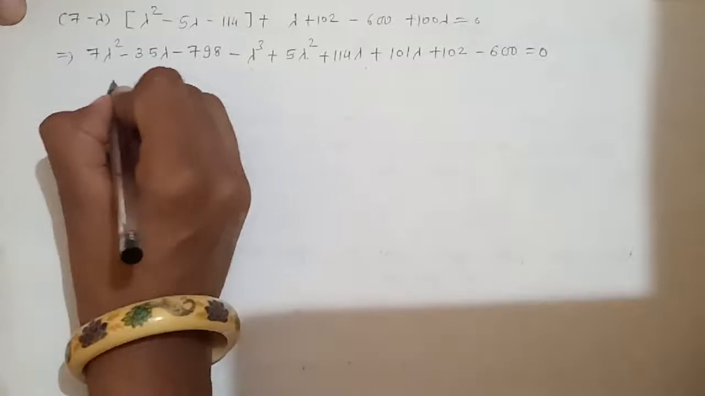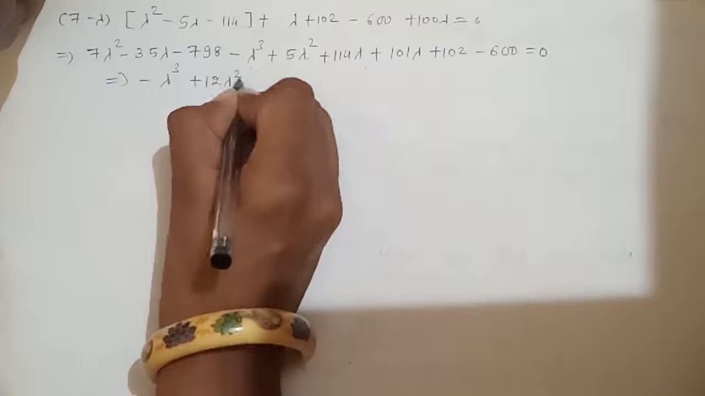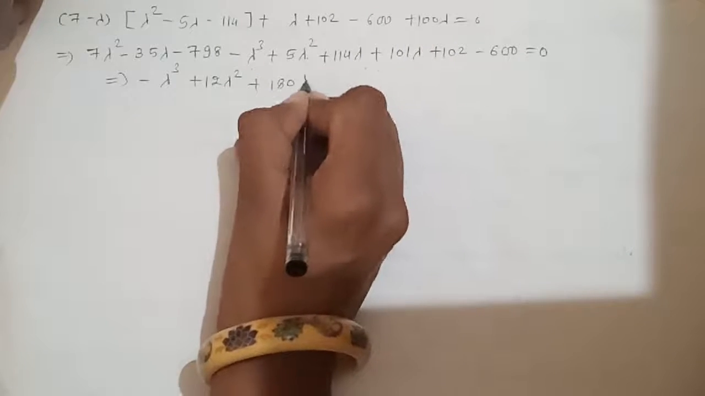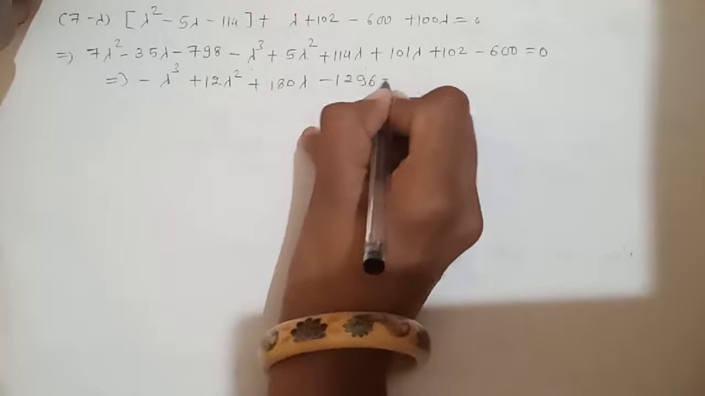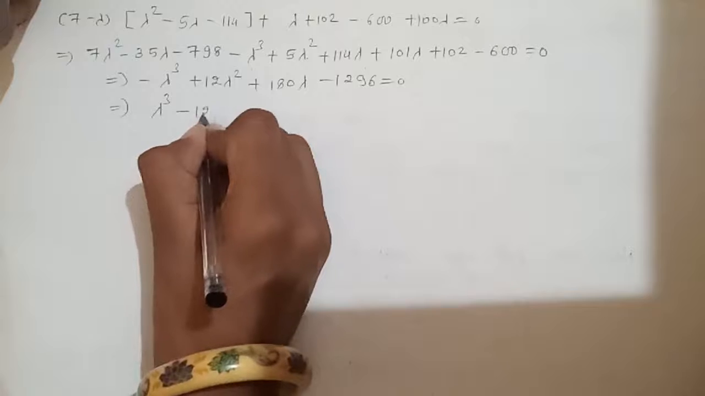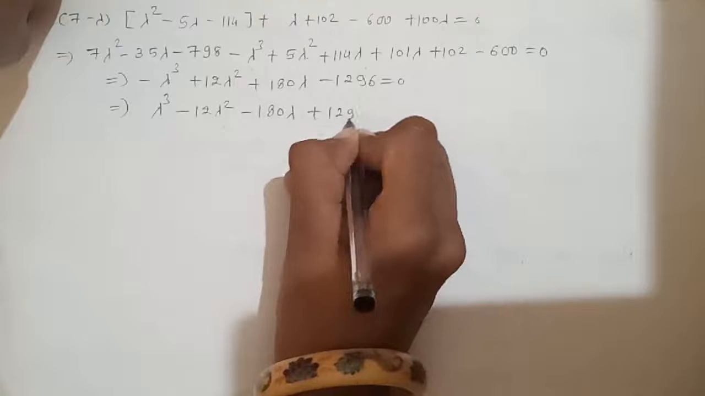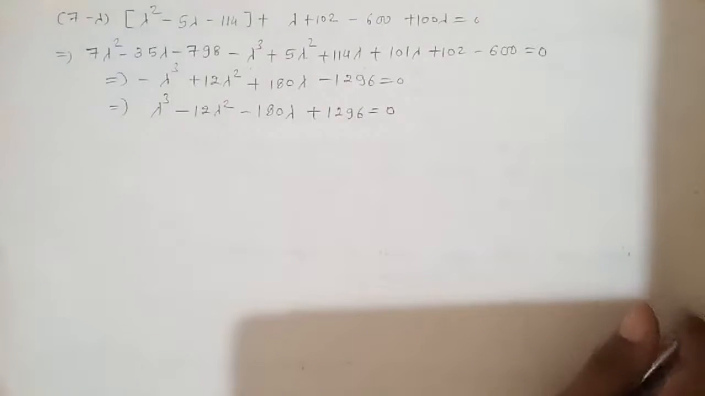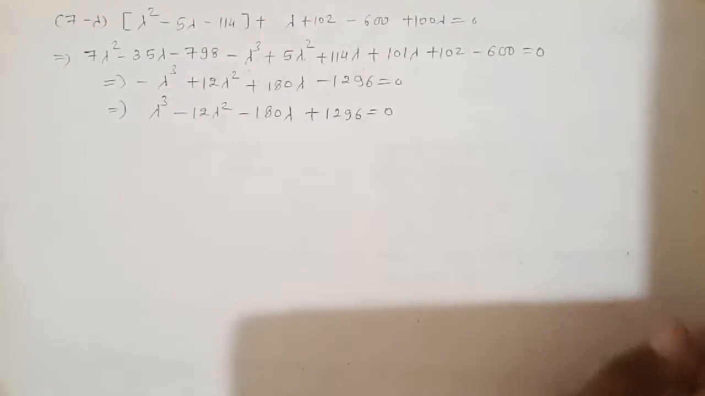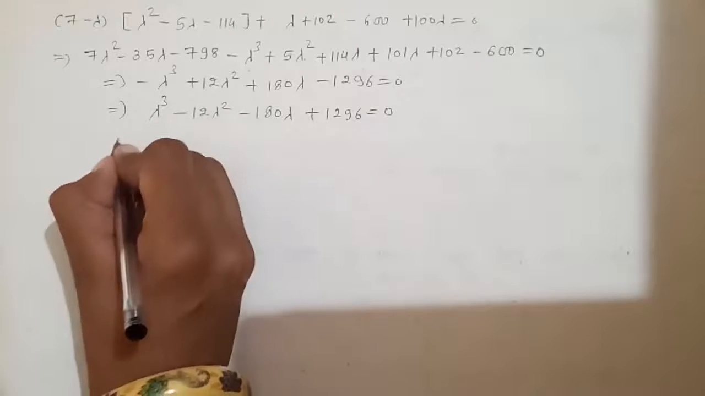On simplifying this, we get minus lambda cube plus 12 lambda square plus 180 lambda minus 1296 is equal to 0. Taking minus outside, we get lambda cube minus 12 lambda square minus 180 lambda plus 1296 is equal to 0. By the hit and trial method, we will put one number in this and find its first root. On putting values one by one, I get lambda is equal to 6 as its first root.